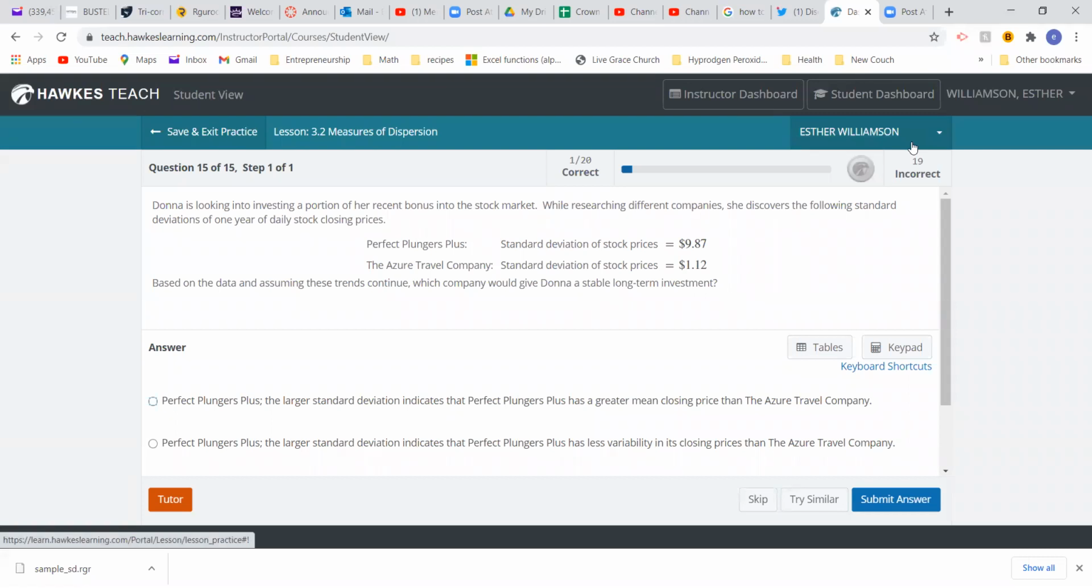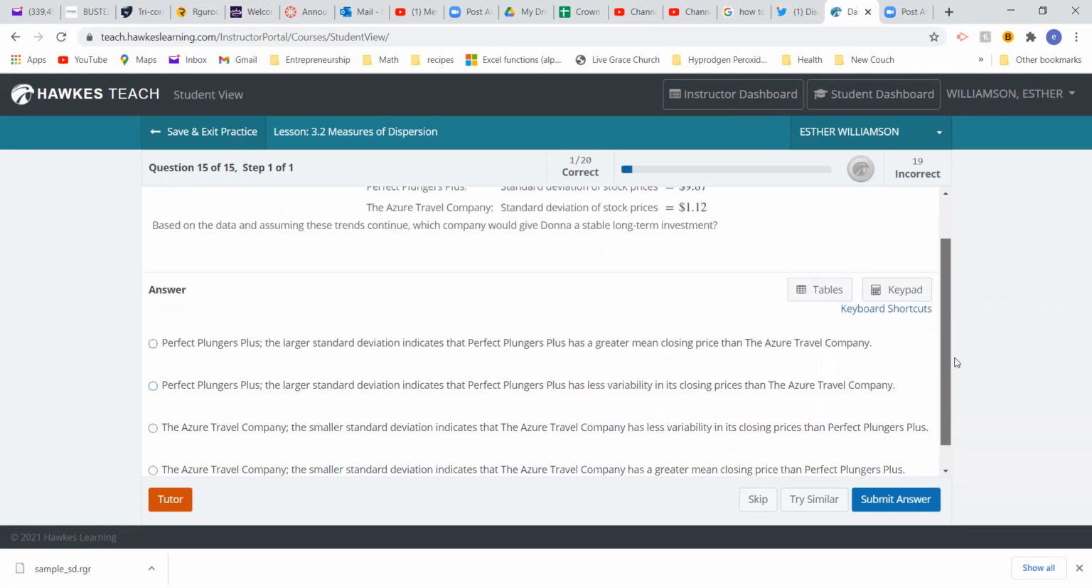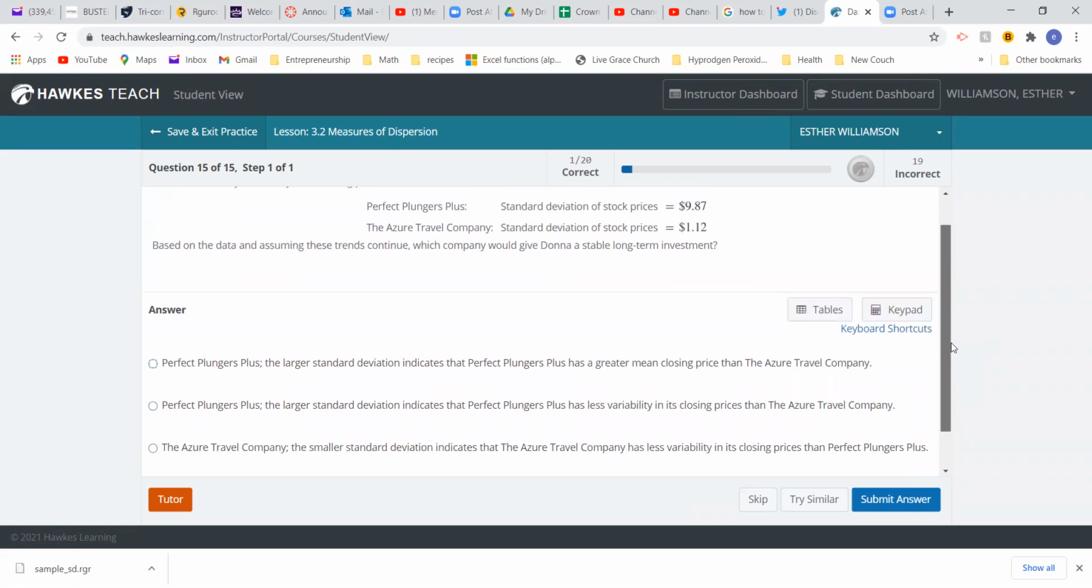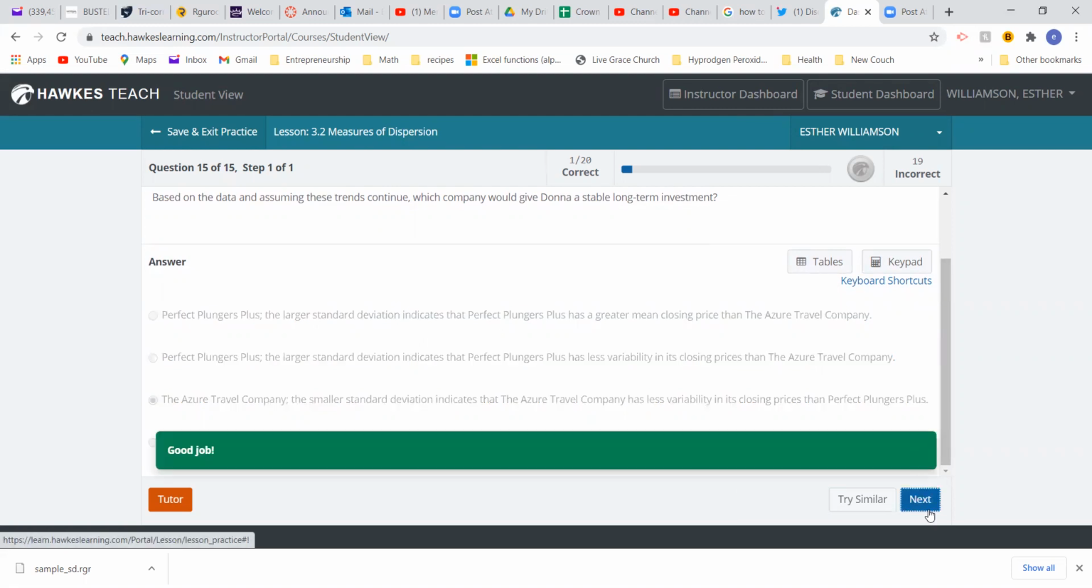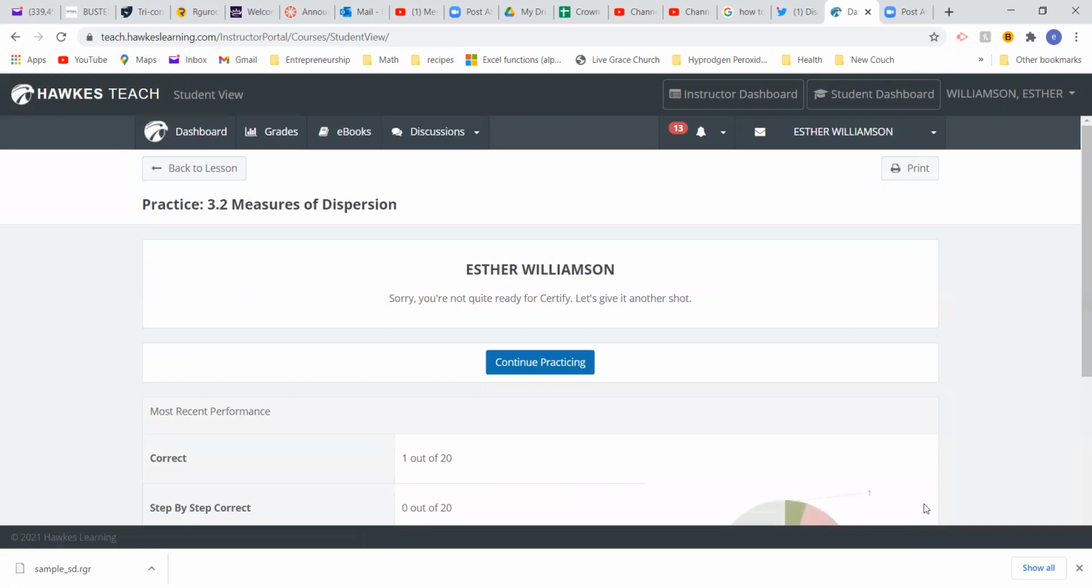And then we're looking at stock prices and comparing which one would be a more stable long-term investment. And so the standard deviation of the Azure is a lot less than the standard deviation of perfect plungers. So we would want to choose the Azure because the smaller standard deviation has less variability. And that is it for section 3.2.